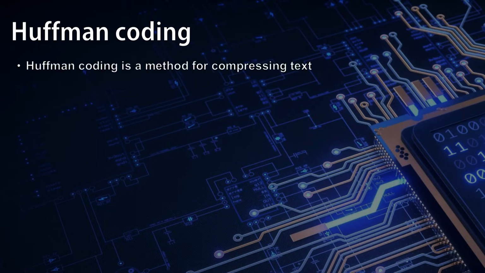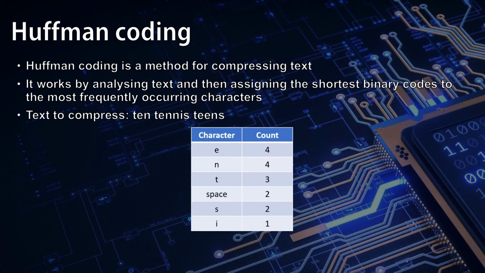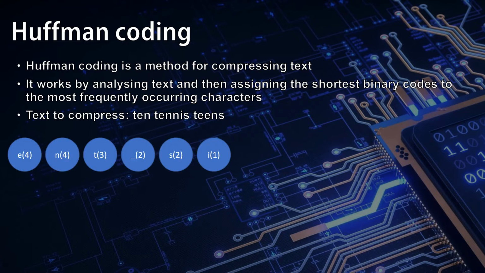Huffman encoding is a method for compressing text. It works by first analyzing text and then assigning the shortest binary codes to the most frequently occurring characters. We'll have a look at it by looking at an example of trying to compress the term "10 tennis teens". We start by creating a frequency table that shows how many times each character occurs in the term we're trying to compress. This table can be used to create a set of nodes with each of the characters that we're trying to compress. These nodes should be organized in order of the highest to the lowest value.